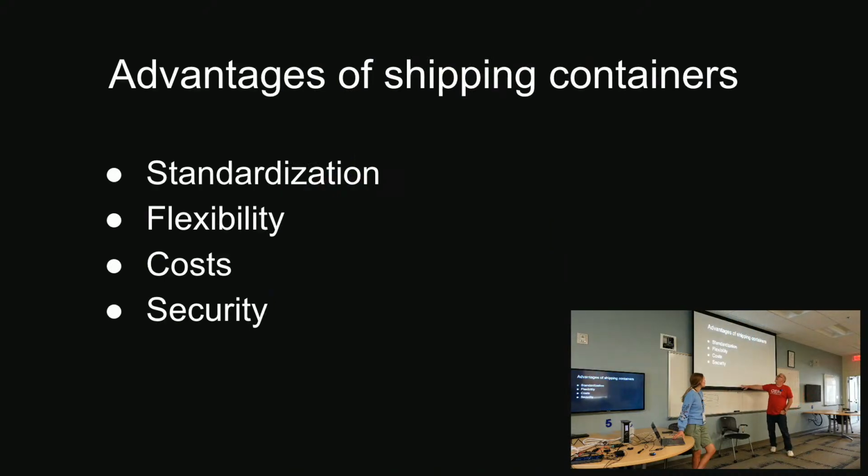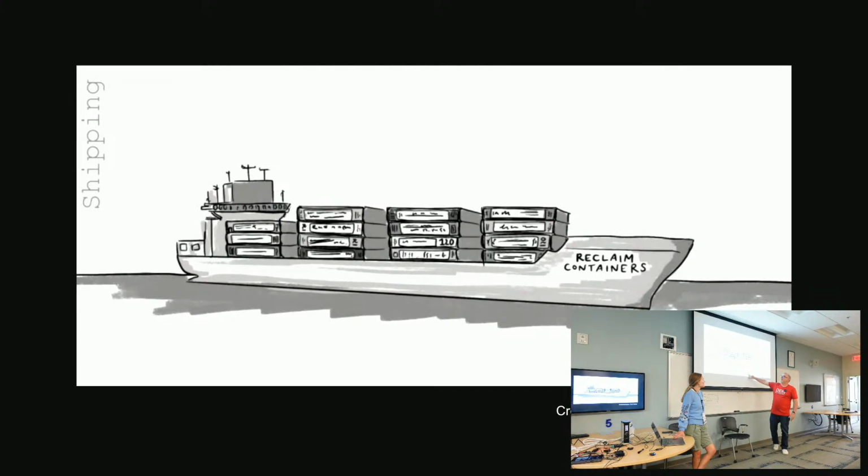It's my argument that all of the advantages of shipping containers, which was the standardization of sizes, the flexibility for what you shipped, the ability to ship so much in one space, reducing the costs, as well as the security of enclosing what's in that shipment, provide a really interesting parallel to what is so valuable about containers. All of these things basically apply to what we're talking about with infrastructure.